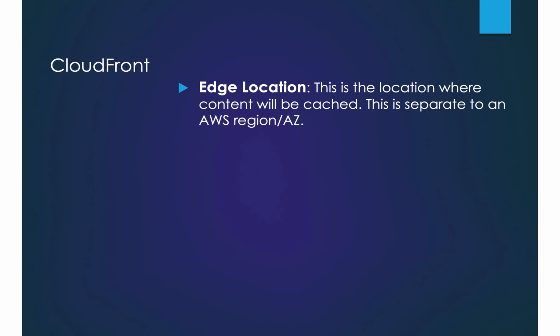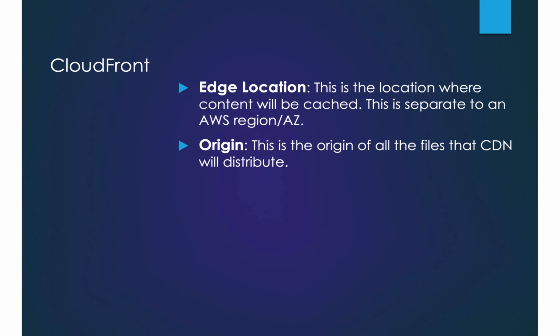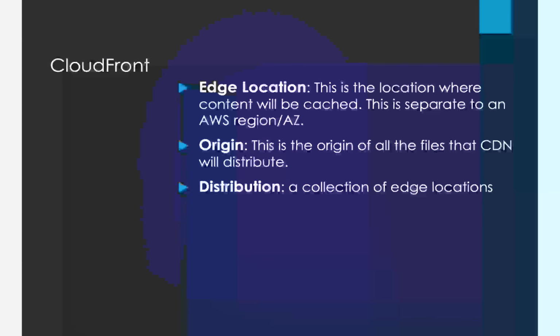What is an edge location? This is the location where content will be cached. And this is separate from an AWS region or availability zone. Currently there are over, I believe, 50 edge locations across the globe. Origin can be either an S3 bucket, an EC2 instance, an elastic load balancer, or maybe Route 53. And what is a distribution? It is a collection of edge locations.